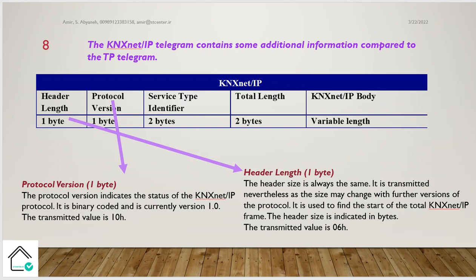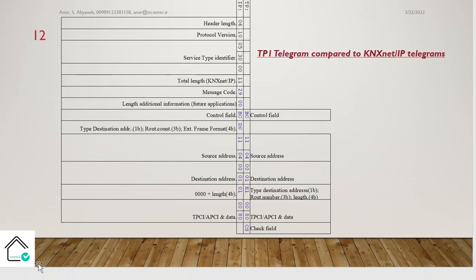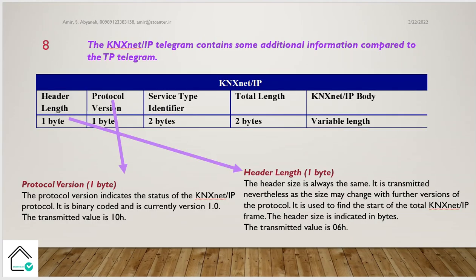The next concept is that the KNX Net IP telegram contains some additional information compared to the TP telegram. When we want to compare the telegram in KNX based on IP and TP, we have something more in IP. You can see it on the next slide. I'm going to show you what we have in IP and what we had in the TP. Okay, here the header length. This is something that we have more in IP in KNX.